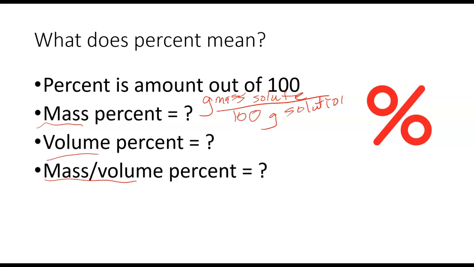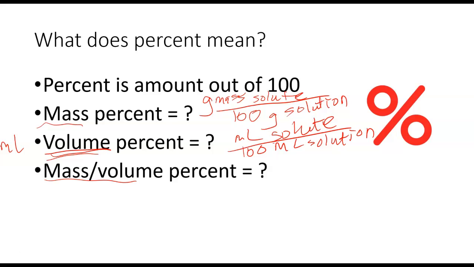Because you can think percent is the amount of whatever we're interested in out of 100. So it's our gram solute of a 100 gram solution. Volume, we're talking about milliliters, for that's our unit of volume. So we're talking about the milliliters of solute for 100 milliliters of solution.